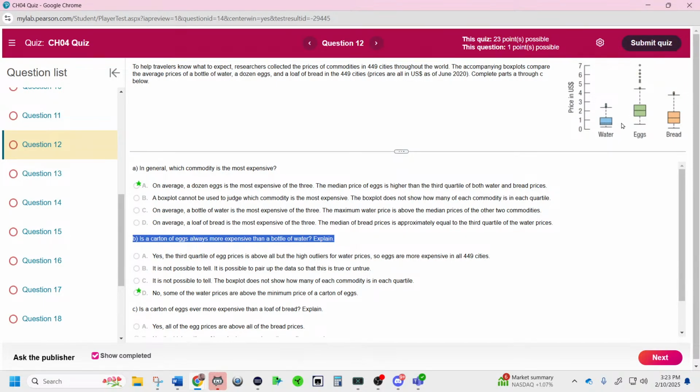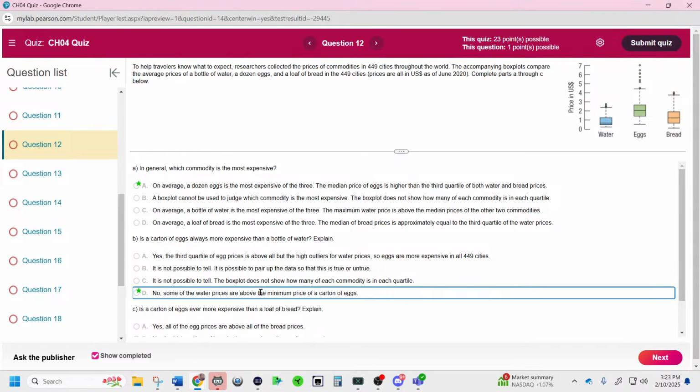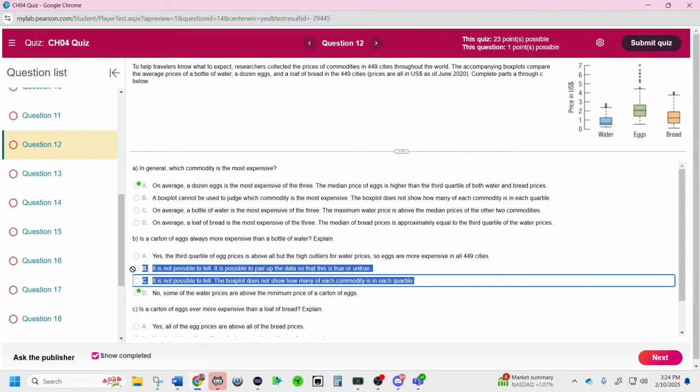So you could be somewhere, like we're talking about the country we're in, because we don't really know the pairwise comparisons. I have clicked it, but you really can't tell because you don't know how it pairs up. But some water prices are above the minimum prices of eggs, which is a fact. So are there prices of water that are higher than prices of eggs? I feel like these shouldn't be in there, because I've clicked them before and gotten it wrong.